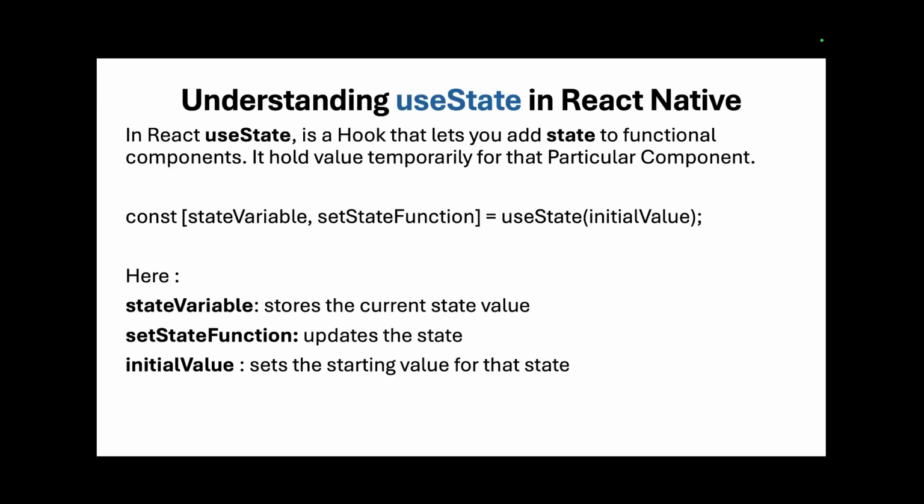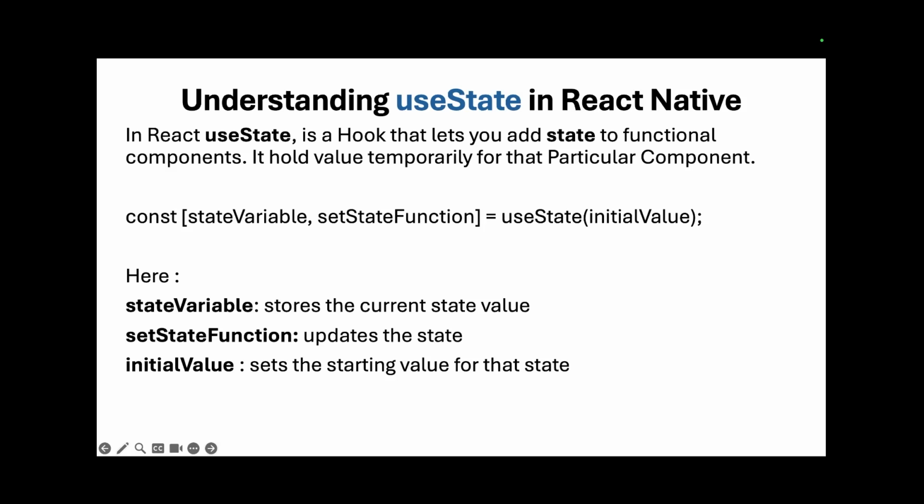In React, useState is a hook that lets you add state to a functional component. It holds a value temporarily for that particular component. For example, this is the syntax: const, the state variable, and a set state function, equal to useState, and we need to pass the initial value here. So what is the state variable? It stores the current state value.